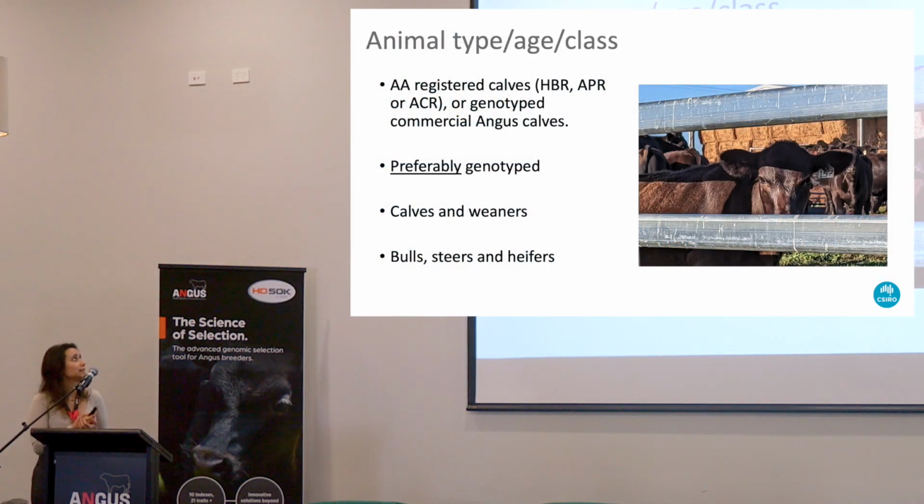What animal type and age or class are we aiming at? These are Angus Australia registered calves, so HPR, APR, or ACR, or genotyped commercial Angus cows. So preferably animals that are genotyped, and a big focus on calves and weaners. But of course, all the information is relevant. So if you have information on bulls, steers, and heifers, that would be good too.